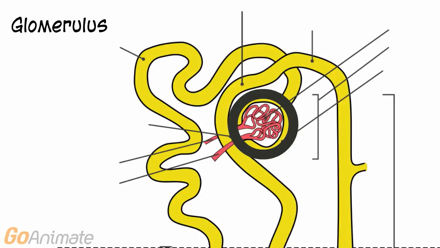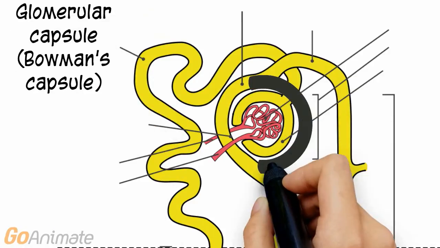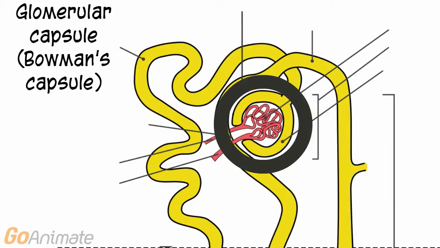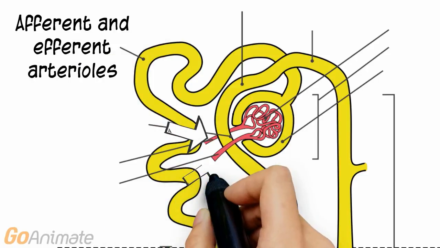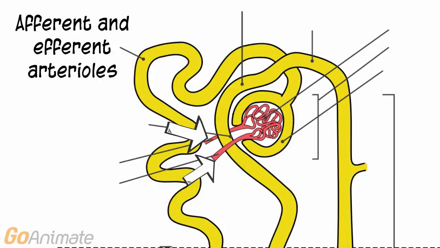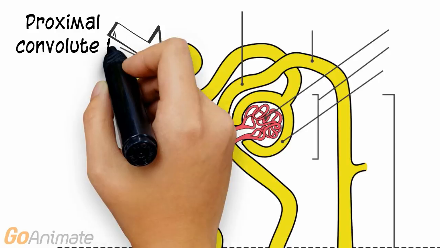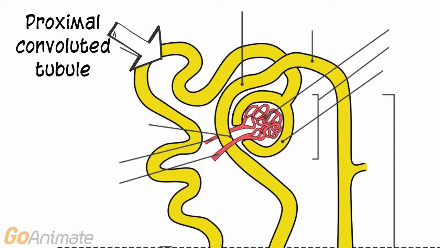The glomerulus is a capillary tuft that filters blood. It is surrounded by a fibrous capsule called the glomerular capsule, or Bowman's capsule. The afferent arteriole carries blood into the glomerulus, while the efferent arteriole carries blood out. The glomerulus filters the blood and the filtrate flows through the proximal convoluted tubule.